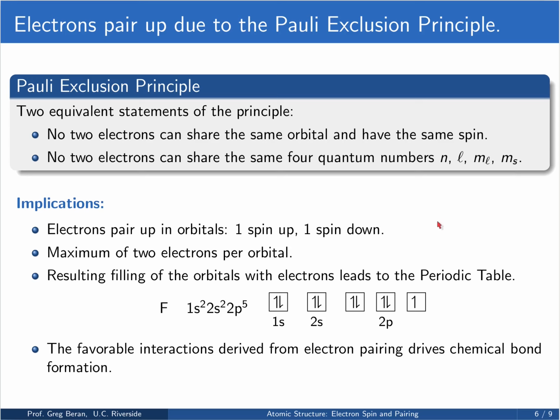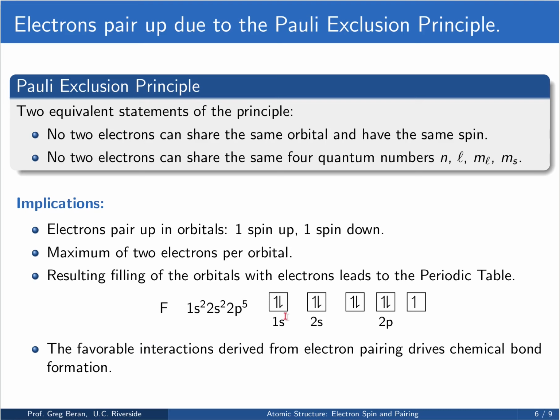So this is why electrons pair up in orbitals. There's a maximum of 2 electrons per orbital. And because of that, we get the filling of the orbitals that leads to the periodic table. We're going to have a couple lectures on that following this one, but here's one example for the fluorine atom. This is the electron configuration for a fluorine atom.